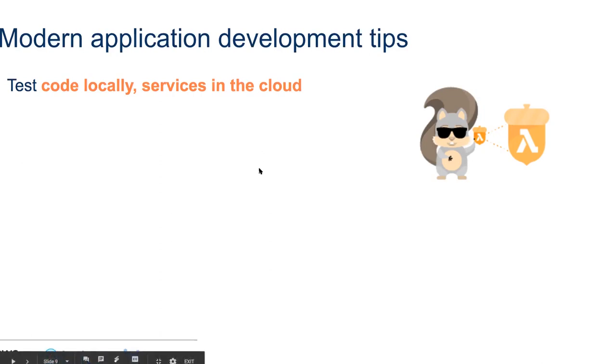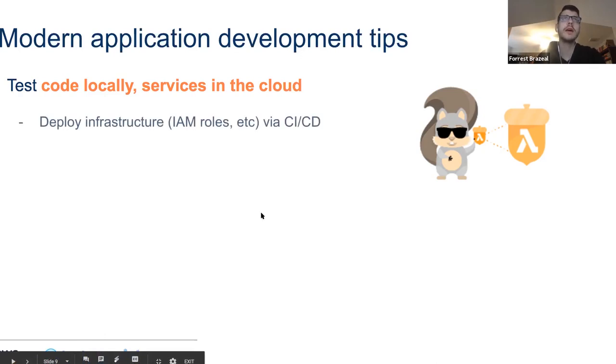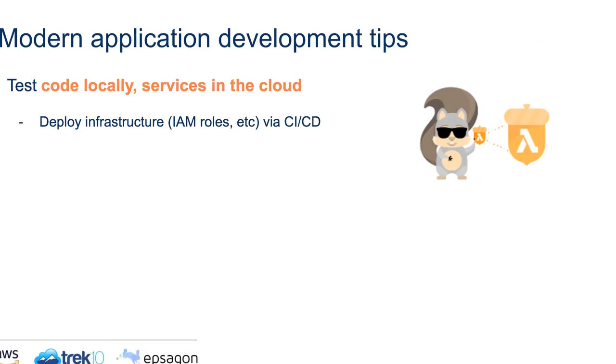So what I often recommend that people do, and what I've seen work well, is early on in your development cycle to go ahead and try to deploy some infrastructure into the cloud via a CI/CD pipeline. And we'll talk a little more in a minute about what that pipeline might look like.